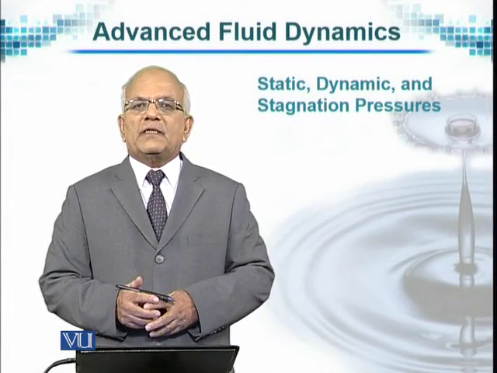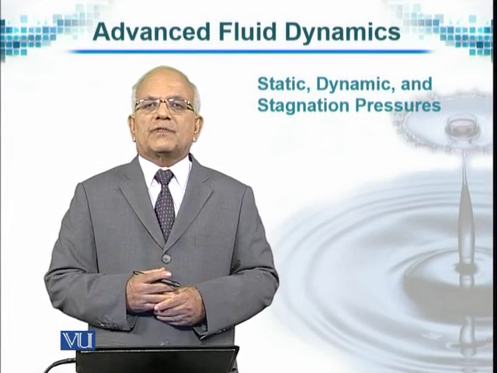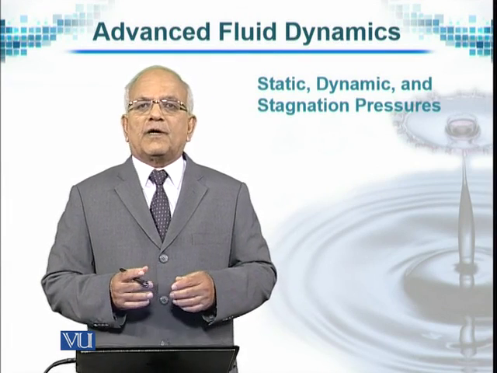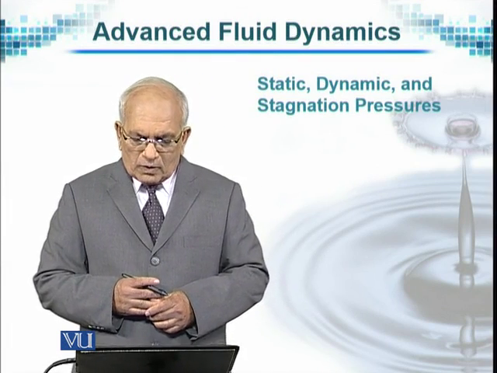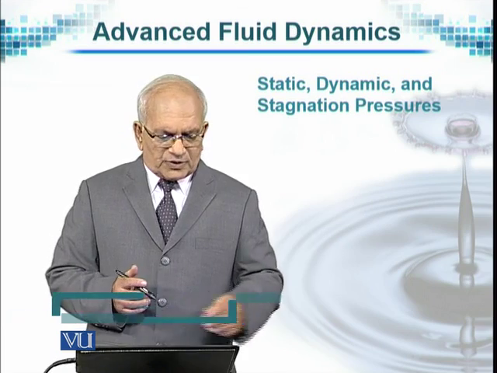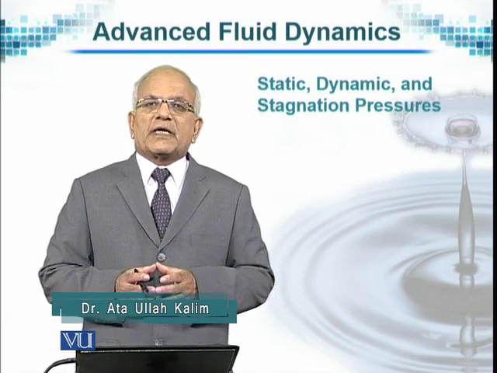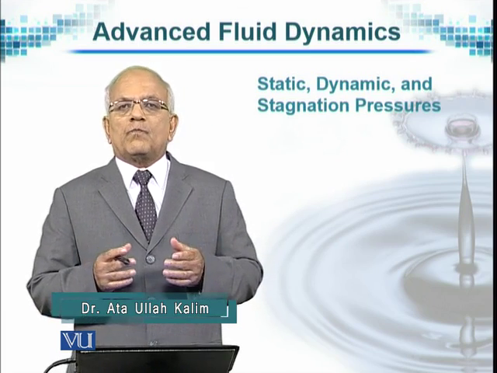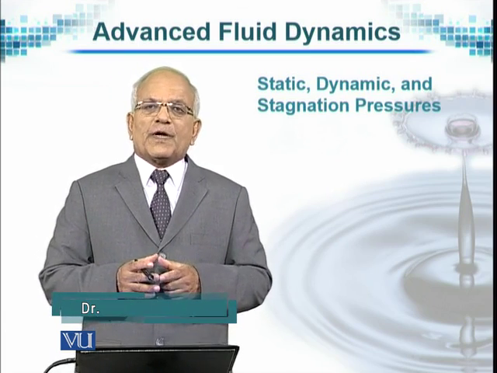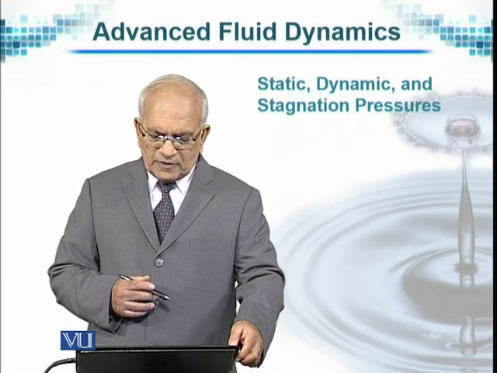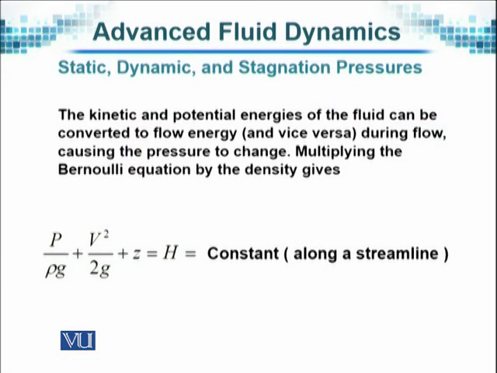Now we define some of the terms that occur in Bernoulli's equation. So static, dynamic and stagnation pressure. You know the stagnation point. Stagnation point in a fluid flow is a point where the velocity is supposed to be 0. So at that place, what will be the value of the pressure?